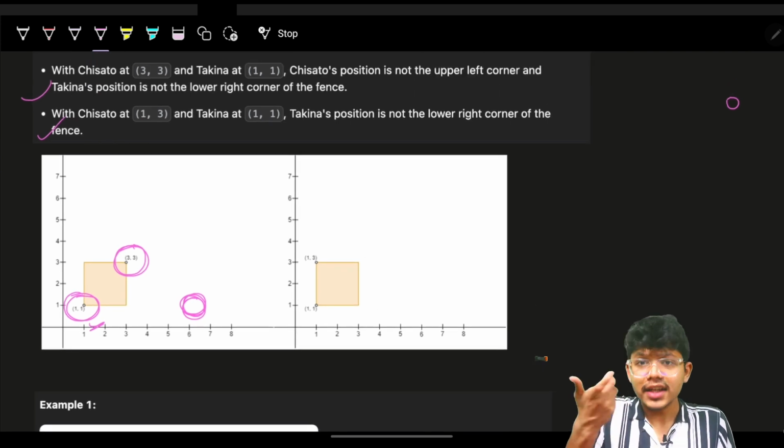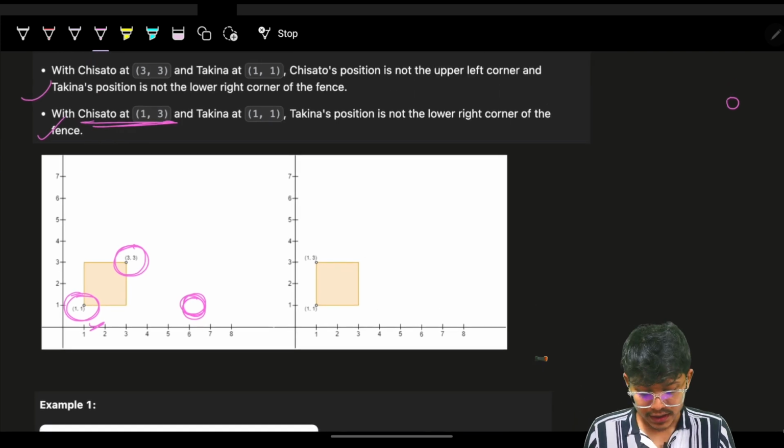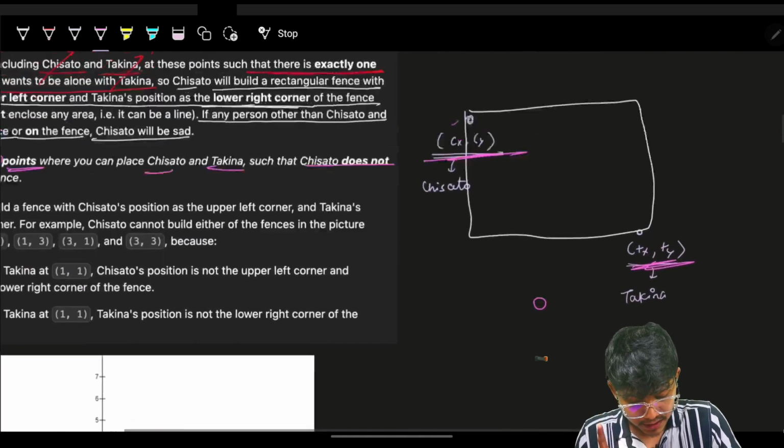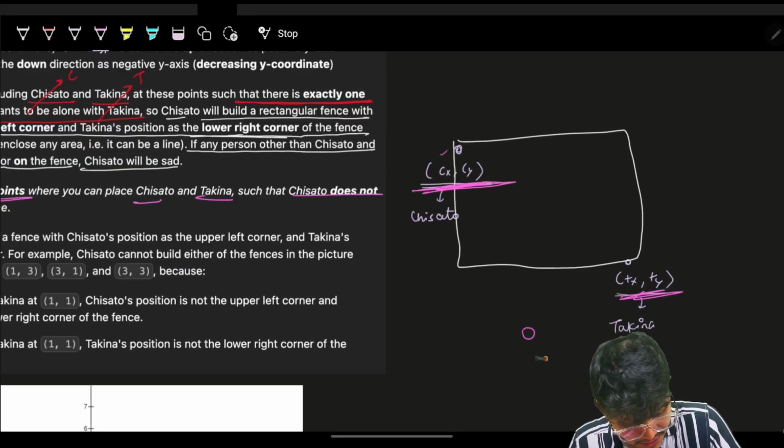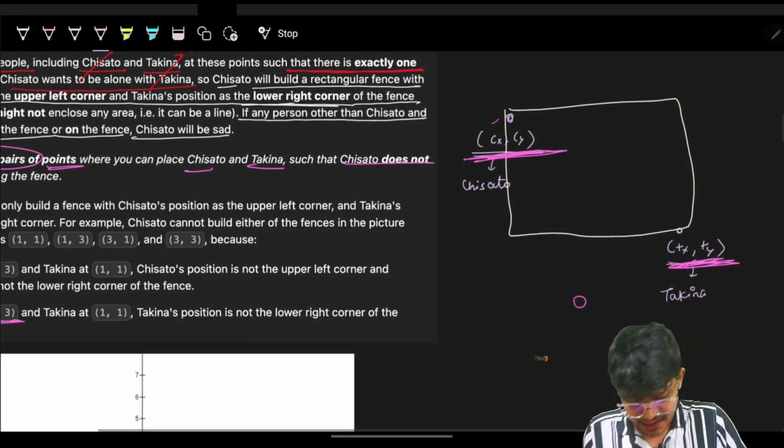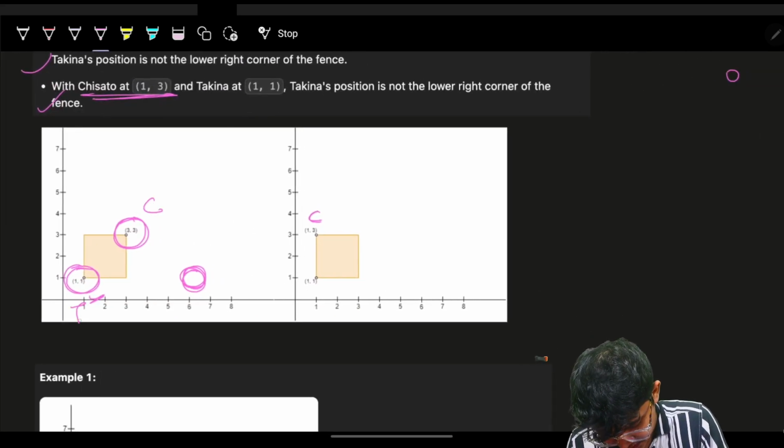Again, another condition: what if your C is at 1, 3? C is here and T is here. Remember, C is here and T is here. So he's saying okay, C is here and T is here. This is not valid.